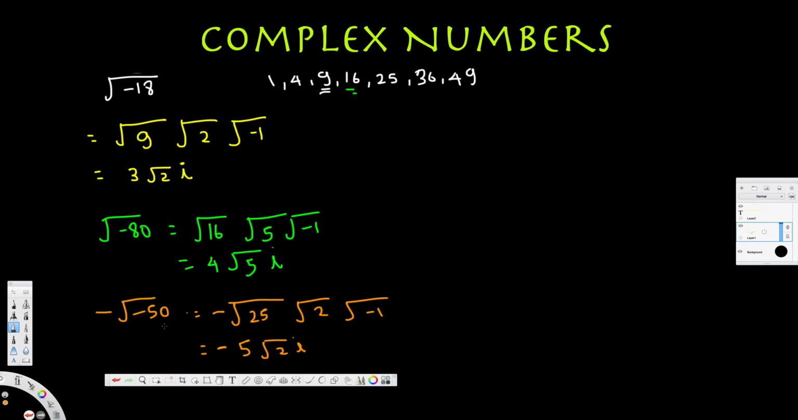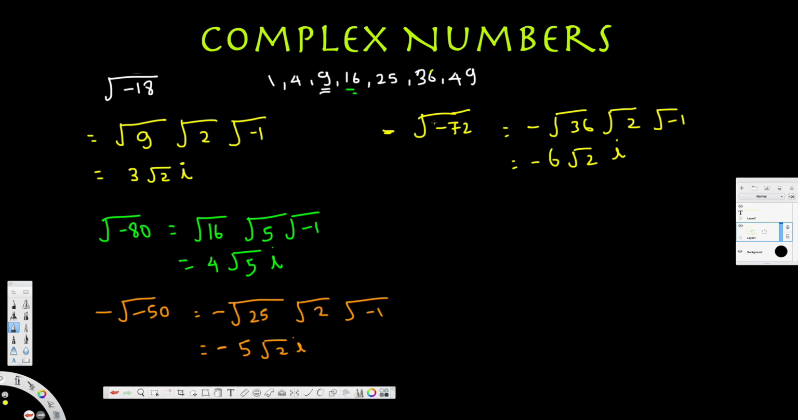And then 72, minus square root of negative 72. Now let's do this. Minus, and 36 times 2 is 72, so we can take 36 and then 2, and also we have negative 1. So we will get minus 6 square root of 2 and then i. So that's all about these things. You can see how we can simplify these numbers we cannot take the square root of, in terms of multiplication of other numbers, and we can do it like this.